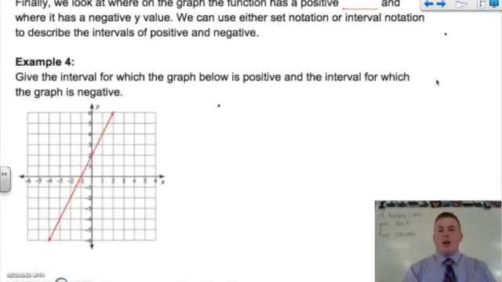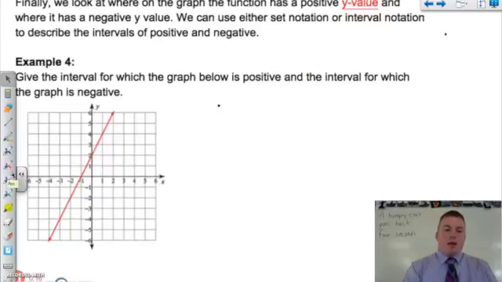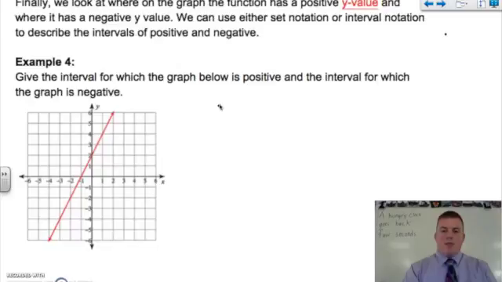All right, our last characteristic is going to look at where on the graph the function has a positive y value and where it has a negative y value. And we can either use set notation or interval notation to describe the intervals of positive and negative. Since I'm an optimist, I'm going to go ahead and start in this example with the positive interval. So we are going to look at where on the graph the y value is positive.